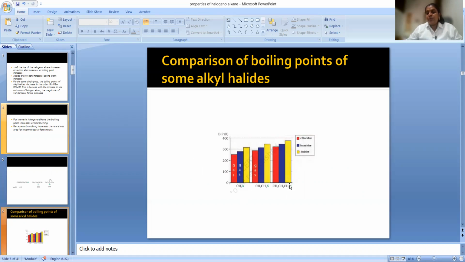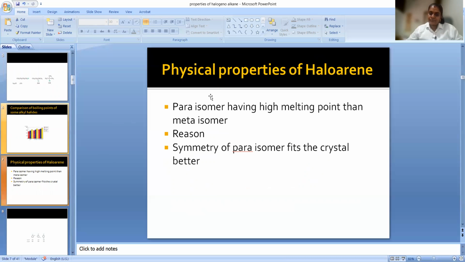Now, if you look at any group of halogenoalkanes with different alkyl chains, you can see the first members will be gases, and the still higher members become solids. Here the red color indicates chlorides. The chlorides are lighter than bromides, and bromides are lighter than iodides, right? So the chlorides must have a lower boiling point than bromides, which in turn have a lower boiling point than iodides. In all sets of halogenoalkanes we can see this difference. Now, para isomer has a higher melting point than meta isomer.